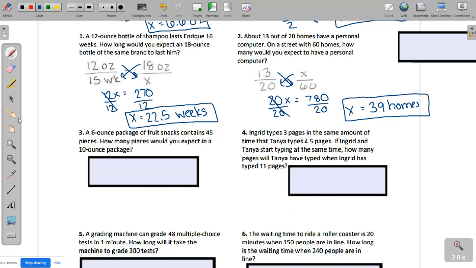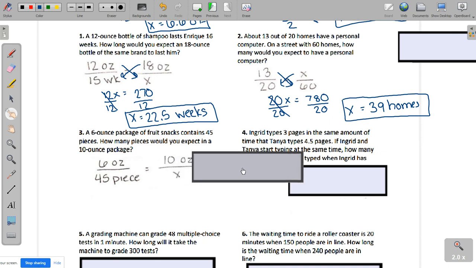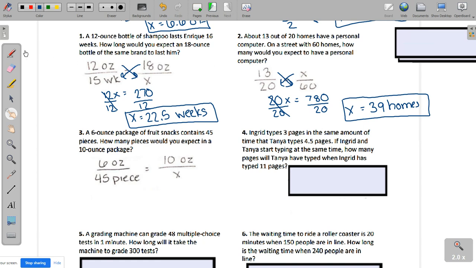Okay, number 3, let's check the setup. You should have 6 ounces over 45 pieces is equal to 10 ounces over x. Cross multiply. 6x equaling 450. Divide both sides by 6. Cancels out. You're left with x equal to 75 pieces.